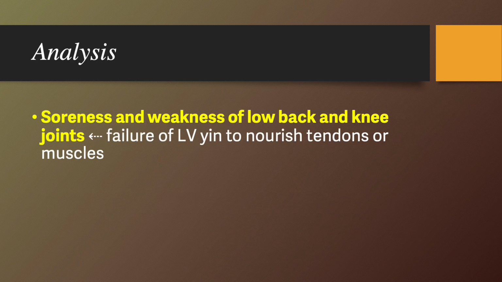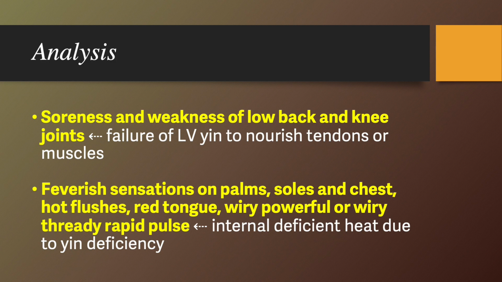Failure of liver yin to nourish tendons or muscles may cause soreness and weakness of the low back and knee joints. Internal deficient heat due to yin deficiency causes feverish sensations in the palms, soles, and chest, hot flashes, a red tongue, and a wiry, powerful, or wiry, thready, rapid pulse.